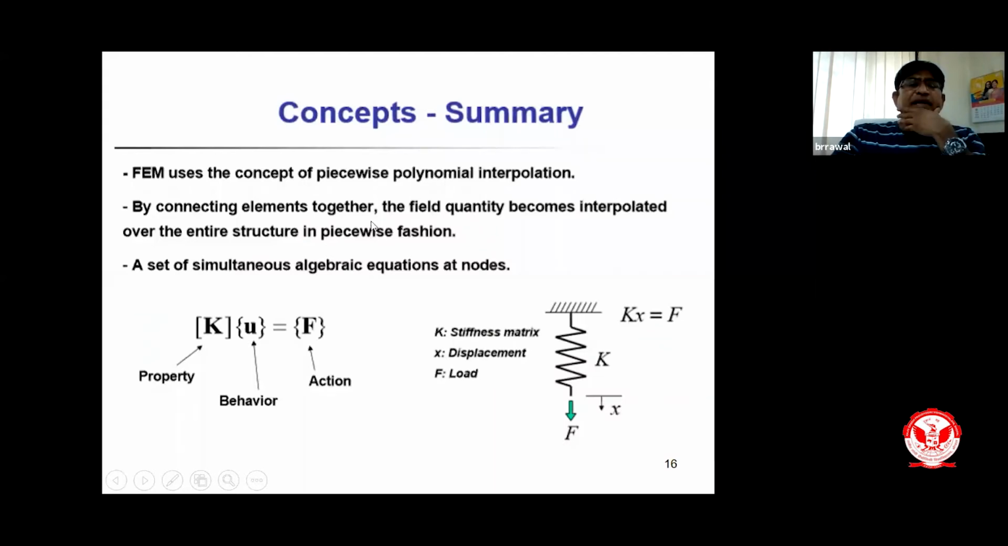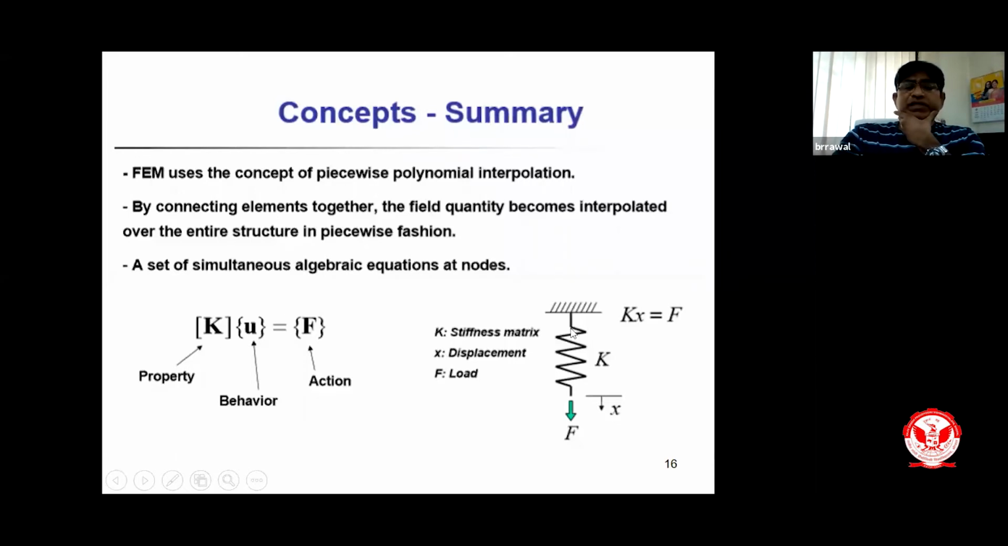So in summary, basically we divide the whole complex geometry into manageable pieces, and those pieces have to be characterized for the behavior of that element. This is generally done by polynomial interpolation, for example, for finding out deformation.